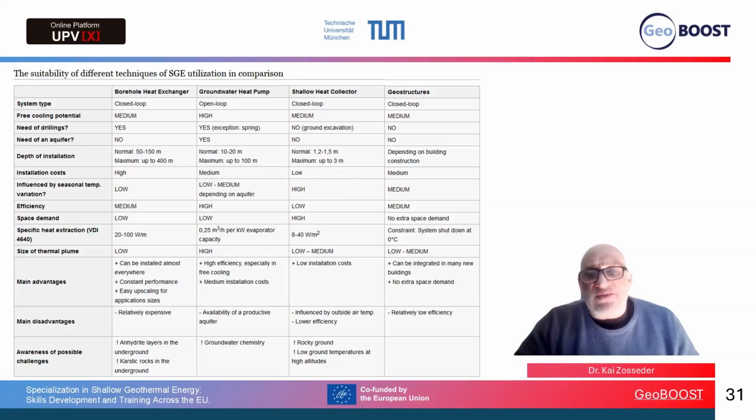But coming to the disadvantages, geostructures have a relatively low efficiency. This is also true for shallow heat collectors, and as I said before, groundwater heat pumps need an aquifer, and ball heat exchangers are relatively expensive compared to the others.